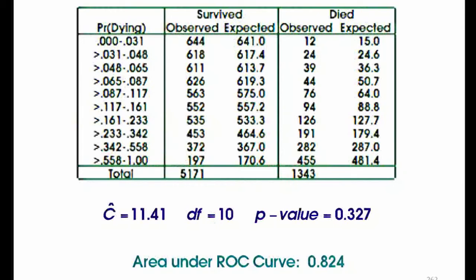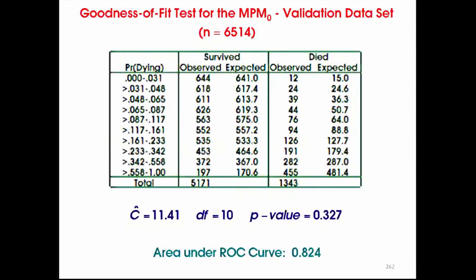And again, you can see that comparing the observed and expected counts from cell to cell is pretty good agreement. The p-value is 0.327, and the degrees of freedom is now 10, not 8, because I did not develop the model on any of these 6,514 patients. This is an independent group that I'm evaluating the model on. So we can see that you have good discrimination, good calibration in this group, and good discrimination because 82.4% is the area under the ROC curve.